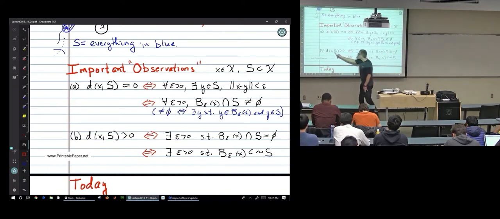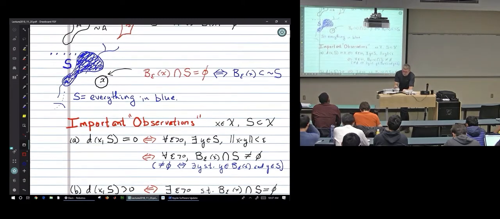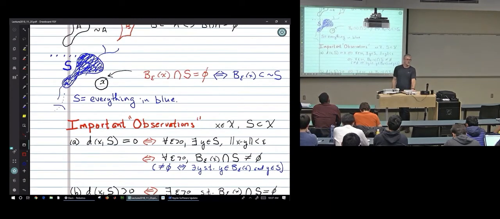So the distance from x to S is positive means I can put a ball of radius epsilon about x and be in the complement. And that's that picture here. All those things are equivalent.